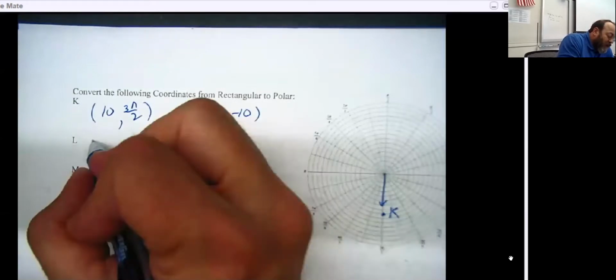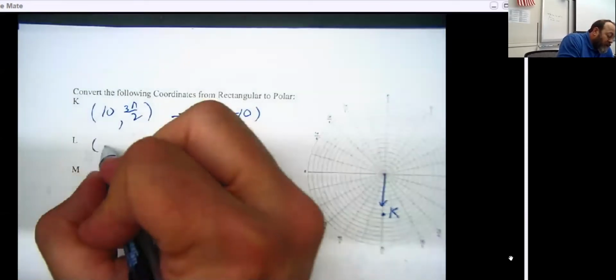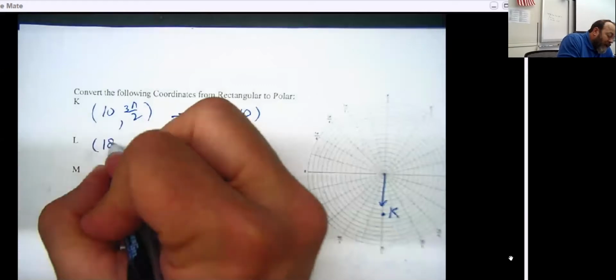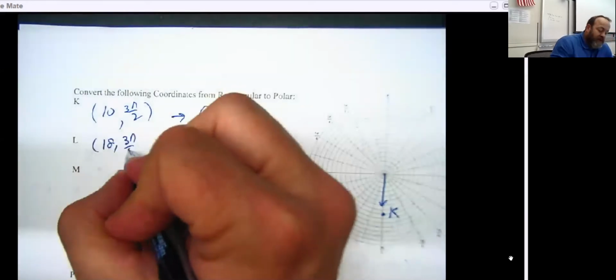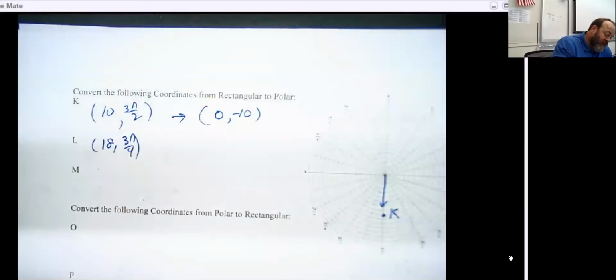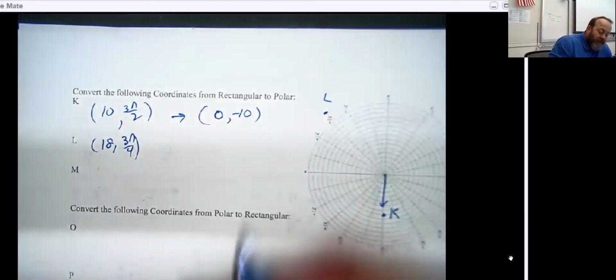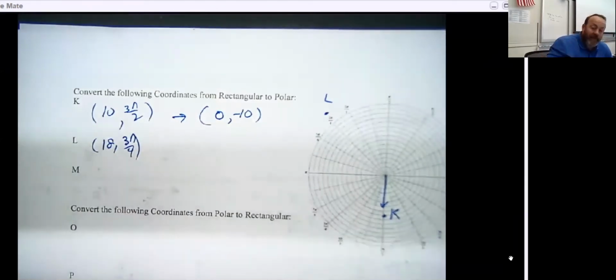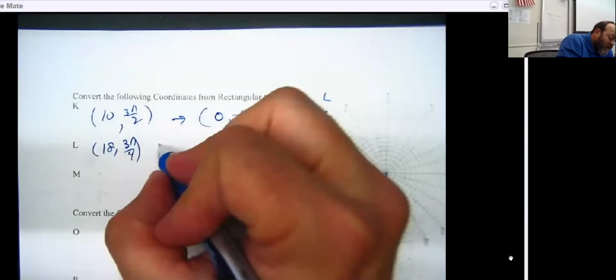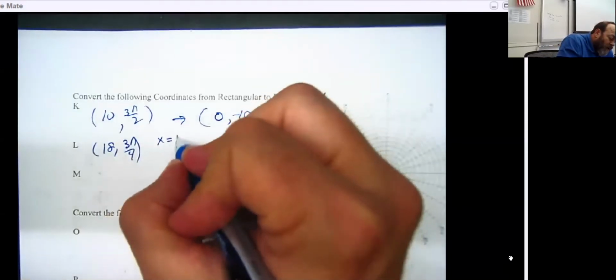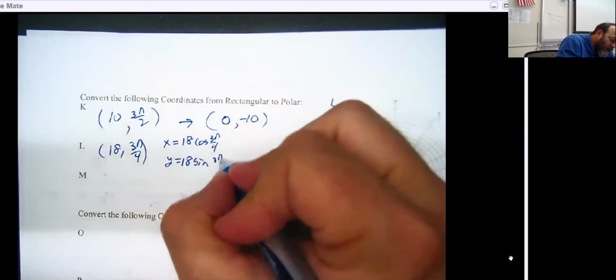But the next one, I'm going to go ahead and make it a little bit harder. Like, let's say we went 18 at 3 pi over 4. Well, that's not quite as obvious. So we're sitting out here at the 18th circle, right out here at the angle 3 pi over 4. And so, of course, most of us don't have that stuff memorized, but I know that x is r cosine theta, and that y is r sine theta.